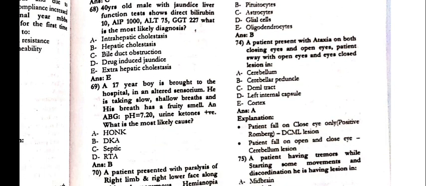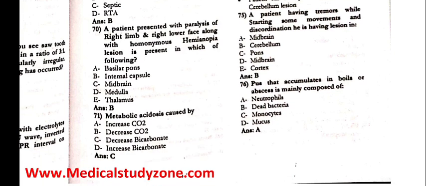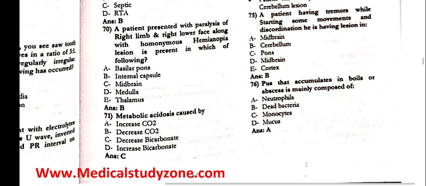A patient presents with ataxia on both closing eyes and open eyes. The patient sways with the open eyes and eyes closed. The lesion would be at the cerebellum level. The patient having tremors while starting some movements and incoordination has a lesion in the cerebellum. Pus that accumulates in boils or abscess is mainly composed of neutrophils.